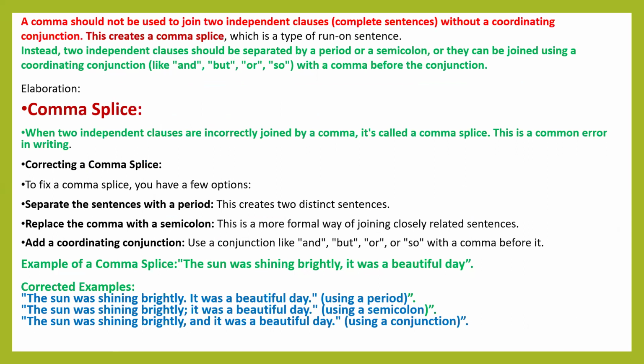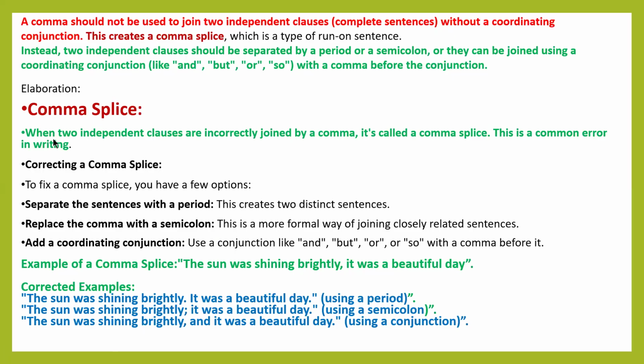So a comma should not be used to join two independent clauses without a coordinative conjunction. This creates a comma splice. There is a new concept. Please try to understand. A comma should not be used to join two independent clauses, that is, complete sentences, without a coordinative conjunction. This creates a comma splice, which is a type of run-on sentence. Instead, two independent clauses should be separated by a period or a semicolon, and then can be joined using a coordinative conjunction with a comma before the conjunction.